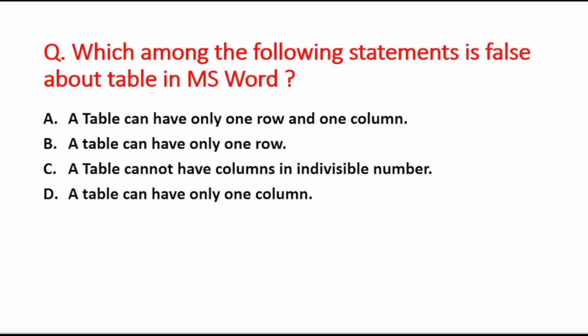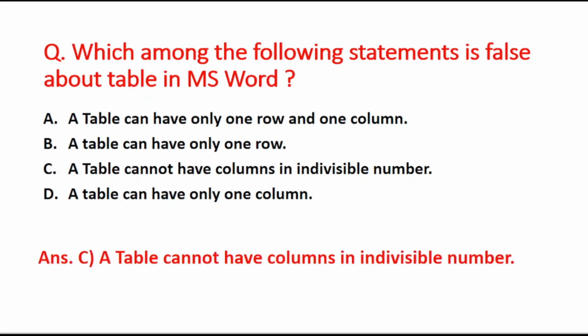Next is, which among the following statements is false about table in MS Word? Your A option is, a table can have only one row and one column. B option is a table can have only one row. C option is a table cannot have columns in indivisible number. And D option is a table can have only one column. So the right answer is the option C, that is a table cannot have columns in indivisible number.